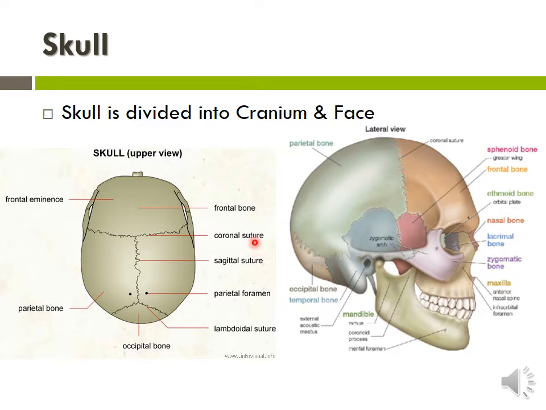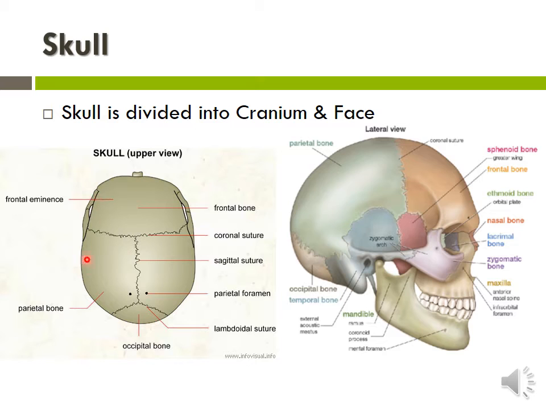Suture is the same, right? Suture means junction between the bones. And now there is one more suture here. This suture is named lambdoidal suture. This looks like lambda. You remember the lambda you have learned in physics? That is why this suture is known as lambdoidal suture.